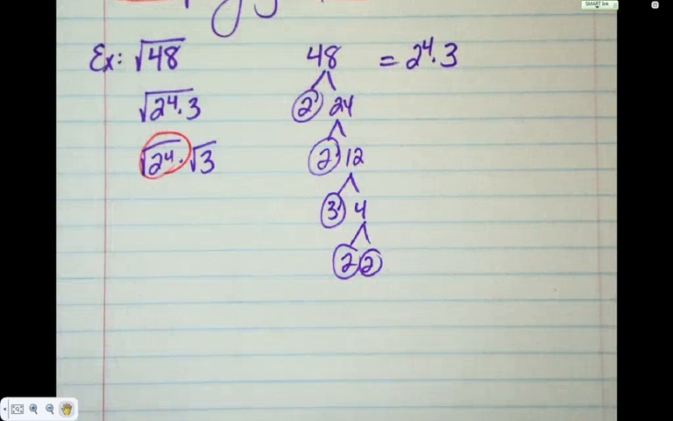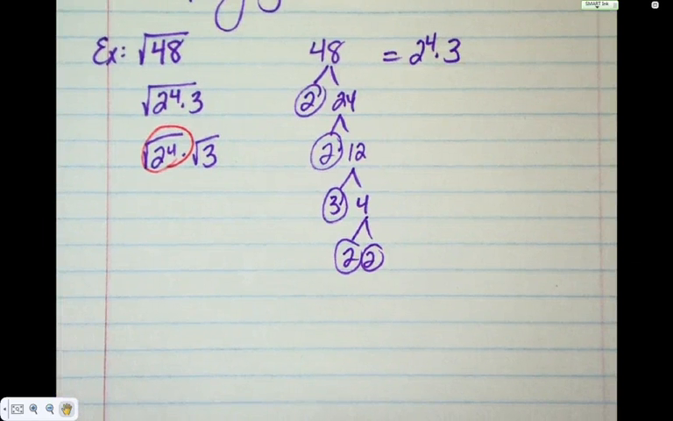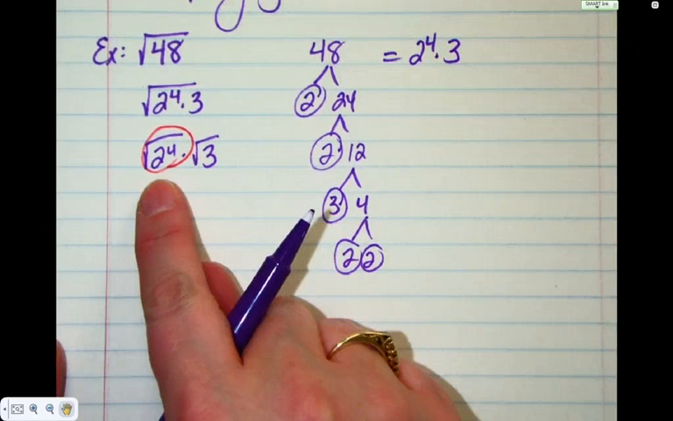This one is a perfect square, so I'm going to evaluate it. So if I have 2 times 2 times 2 times 2, and I take the square root, why are you all looking at me like that? Did you not do these last year?